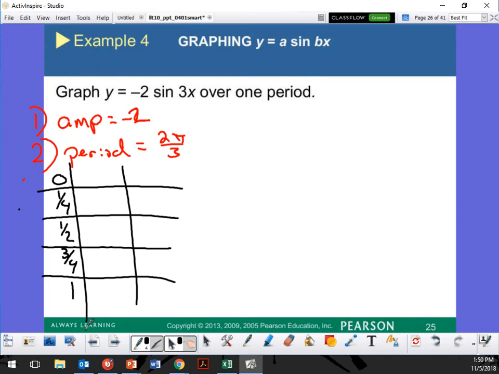So 0 times 2 pi over 3 is 0. What's a quarter times 2 pi over 3? Yeah, so 1/4 times 2 pi over 3. The 2 and the 4 will reduce, right? By a factor of 2, so that would give me pi over 6, because that reduces, that goes to 1 and that goes to 2. So that's pi over 6.